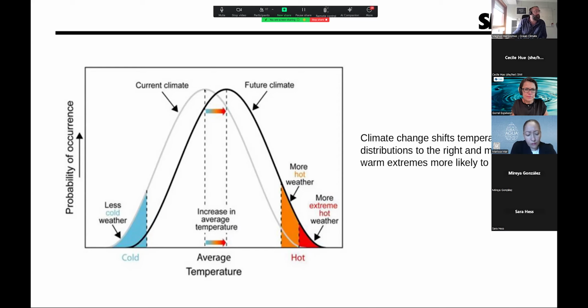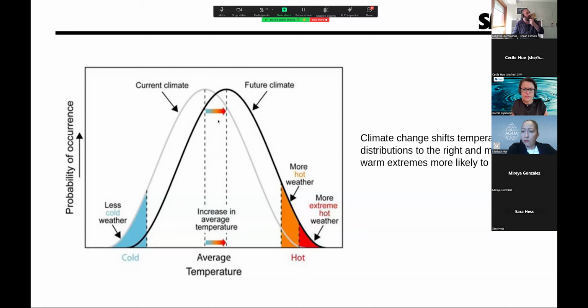So the highest peak in this distribution is the most common temperature. And what happens then with climate change is that we shift this distribution to the right. And as you can see here, on the tails of the distribution, that's where you have your extremes. That's where you have your very cold weather. It doesn't happen that often, but when it happens, it can be a problem. And you have your very warm weather, your heat waves or marine heat waves in this example.